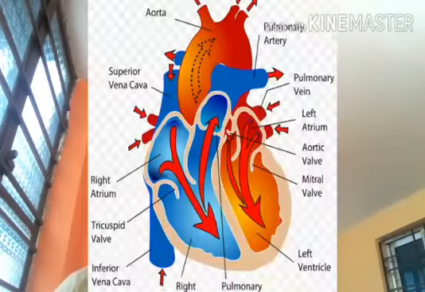Welcome students. In this video we will be talking about the circulation of blood. In the first video we had discussed the parts of the heart, and in this video we will be discussing the blood circulation process in detail. So let's start.